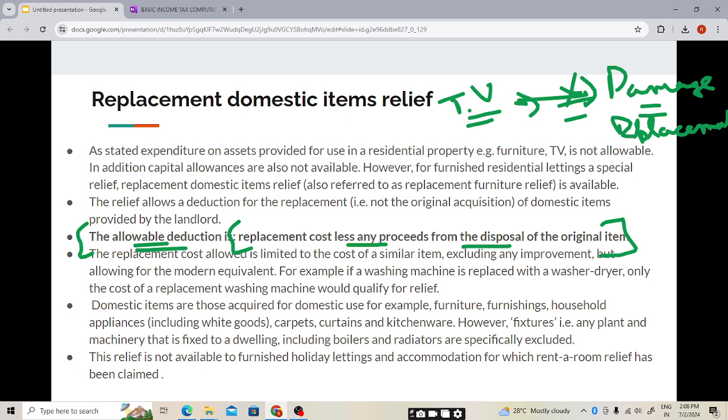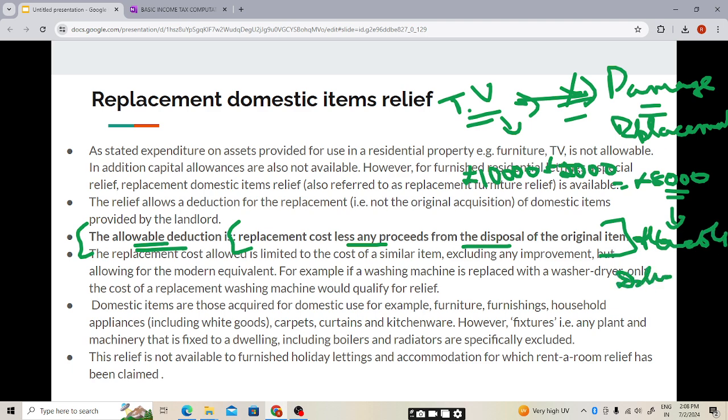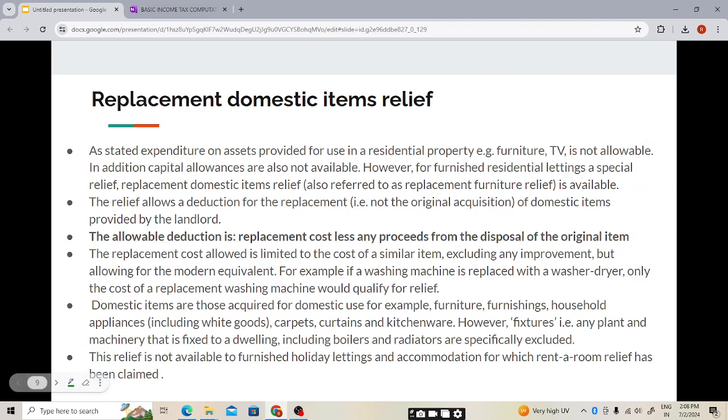So what amount are you allowed to deduct? Now, for example, you are purchasing a 10,000 TV and you are selling the old TV as scrap for 2,000 pounds, so the 8,000 net amount will be an allowable deduction. Clear with this, students? Allowable deduction. What is the net amount? Net amount, that is outflow minus inflow.